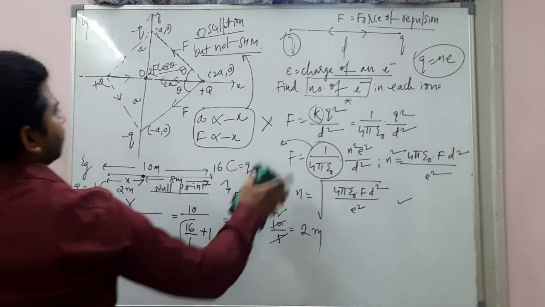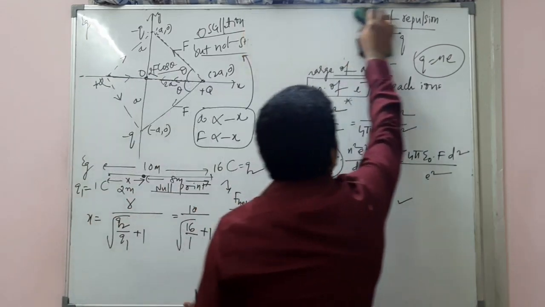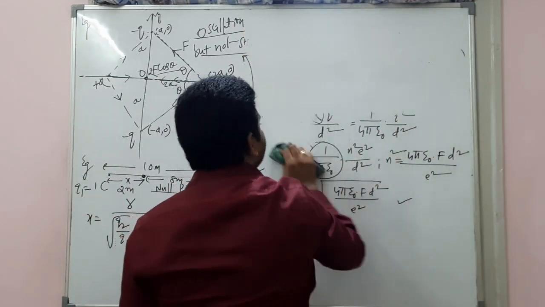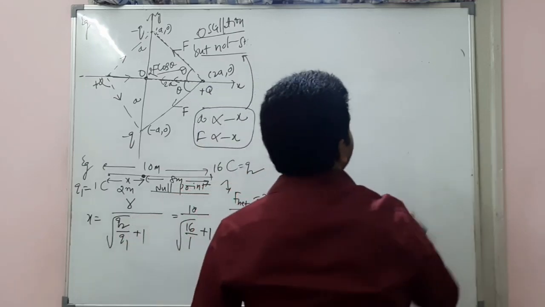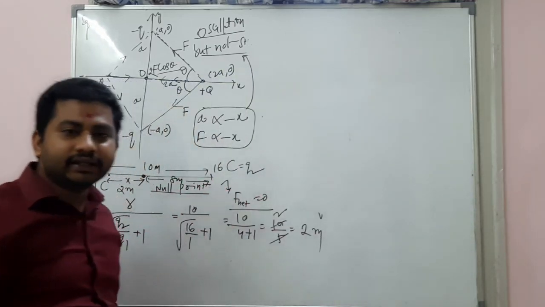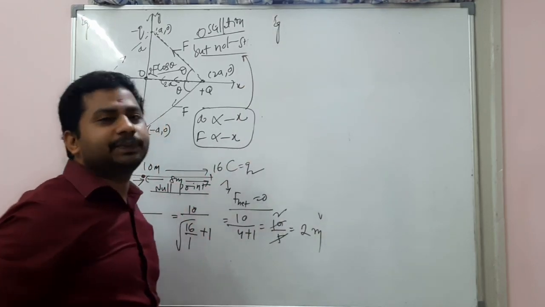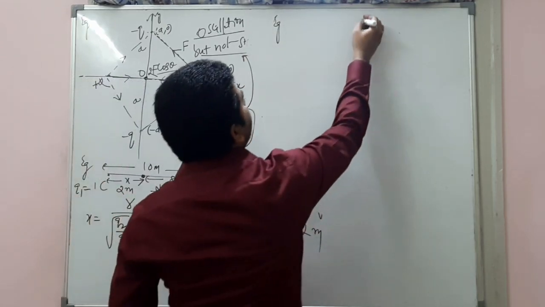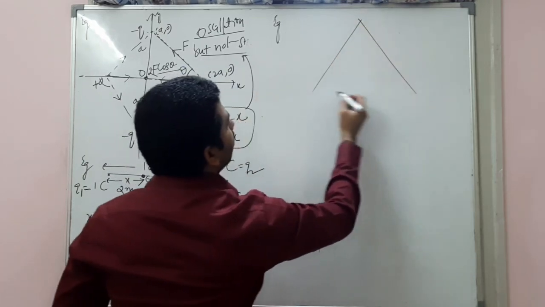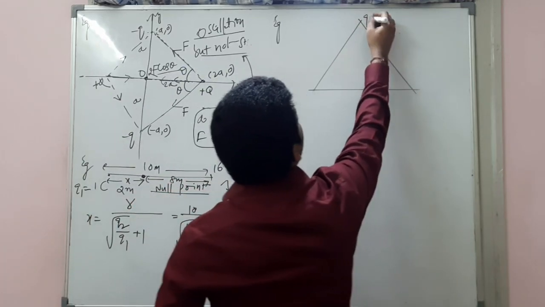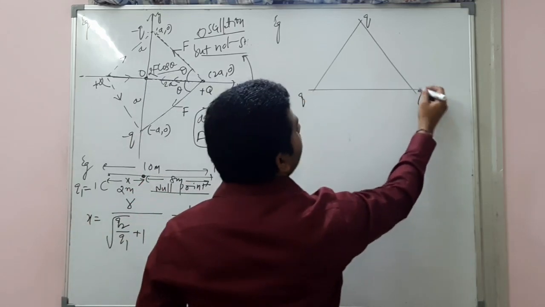Some more questions. As I've told you, we have less time, and a maximum number of models and numericals to discuss. Right? And this is the concept from the principle of superposition. Have a look at it. So this is an equilateral triangle where the charges Q, Q, Q are placed.